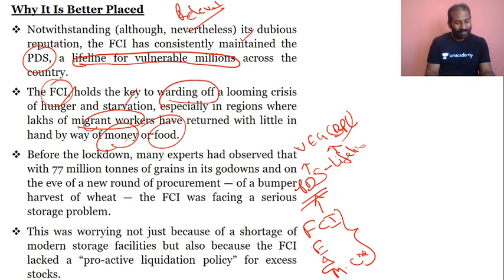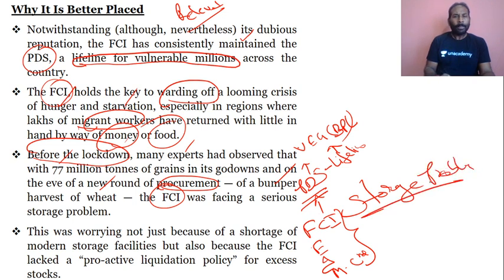Please do understand. Pratham asks, how can we link the bottom up approach with FCI? Is it relevant in current times? Yes, it is relevant. We will look at it. Before the lockdown, many experts observed that 77 million tons of grains were there in the FCIs, and that is right. All that is because of the procurement by the FCIs, that is the government, and because we have seen bumper crops, a bumper harvest of wheat, the FCI was facing a serious storage capacity problem.